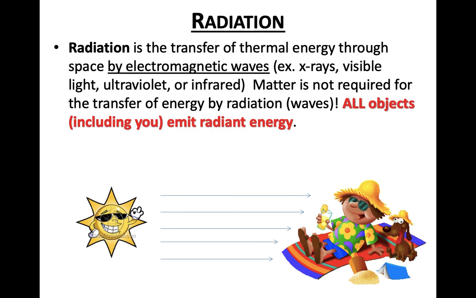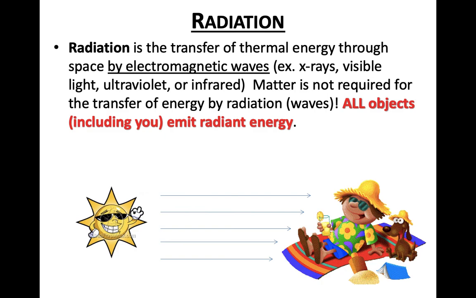Electromagnetic waves come in the form of visible light, which we can see coming off of light bulbs. This can also come in the form of ultraviolet waves or infrared. Now, we just have finished a unit on matter, but what's amazing about radiation is that matter is not required for the transfer of energy to occur, because electromagnetic radiation occurs in the form of waves.